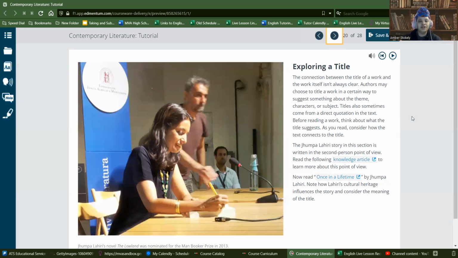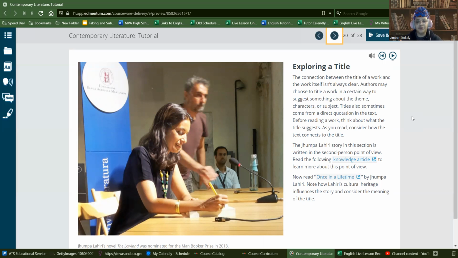So on slide 20, we're on exploring a title. This is a picture of Lahiri here on the left, and basically it's just to give you more imagery of her. She was nominated for a number of prizes. She's a well-known author. Now, the slide itself just talks about how the title relates to the actual work. So what the title has to do with the story inside the book.